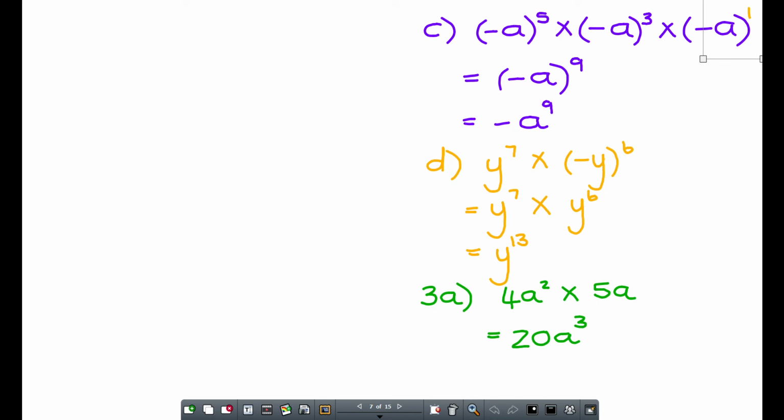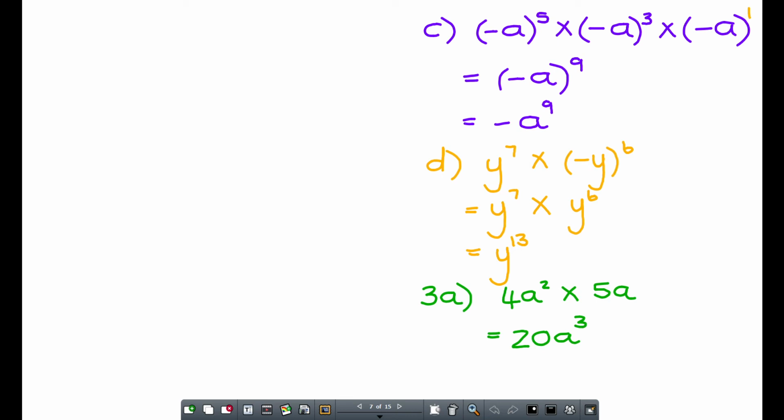So that's why the base will stay minus a, and now I've got to add the exponents. The 5 plus 3 gave me 8, plus the 1, so to the power of 9. This step you didn't have to write, but just in case someone got rid of those brackets, because the exponent is an uneven number, your final answer will be a negative again, and then a to the power of 9.